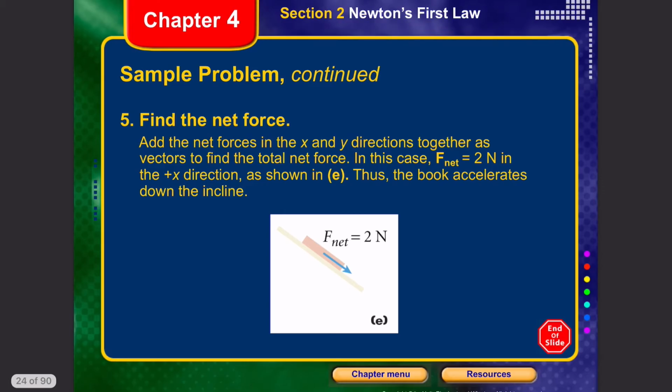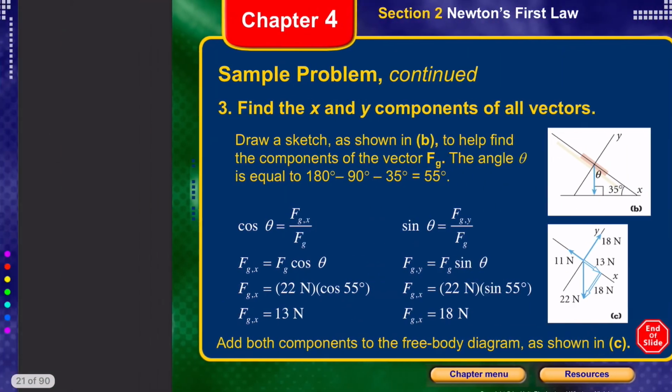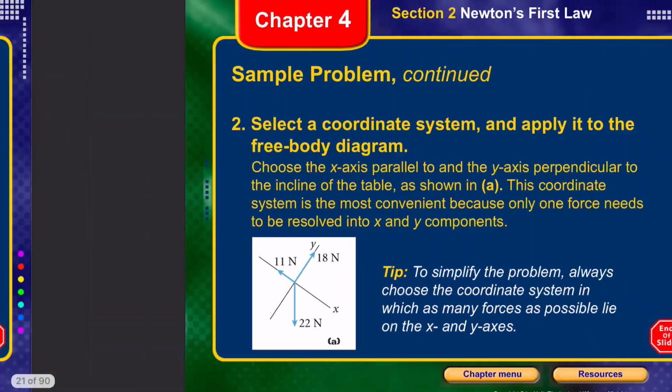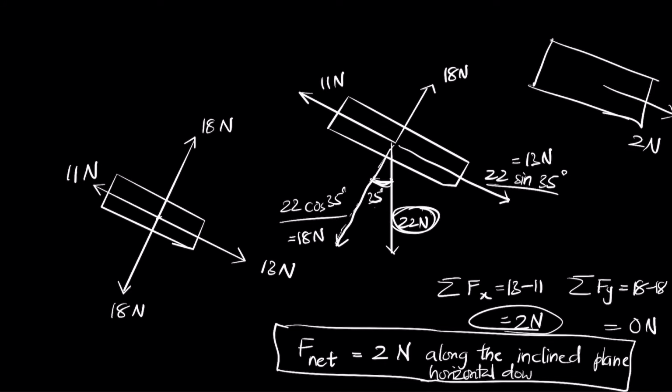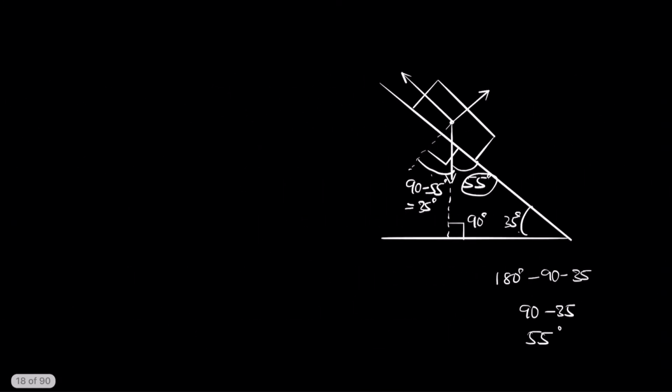So with this, notice that the 2 Newton is positive, which means that the net force acting on the book here is going to be downward this way. So 2 Newton in the downward direction along the inclined plane, horizontally to the right. So this is how we can solve problems using free body diagrams.